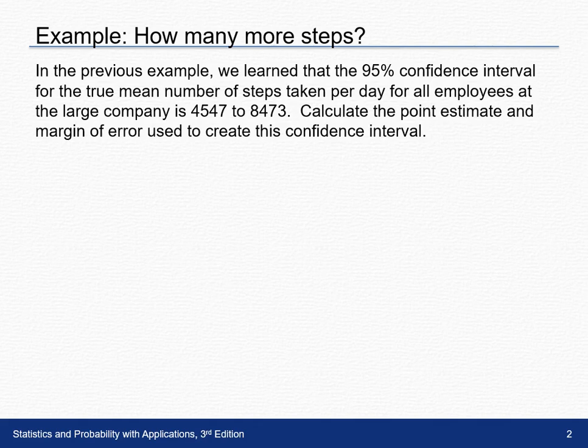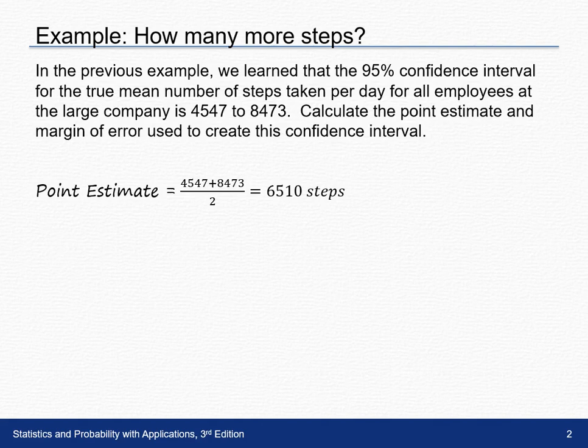So if you remember from the reading, the point estimate is the midpoint of the two endpoints of our interval. So to determine the midpoint, we are going to add the two endpoints and divide by 2, so taking their average. So that's going to be 6,510 steps. And then to calculate your margin of error is the distance from your midpoint or your point estimate to either endpoint.